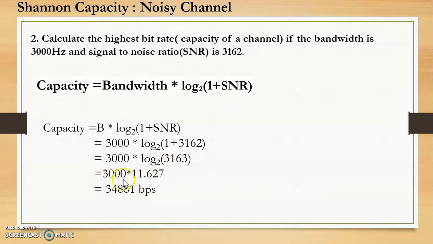So we will get 3000 into 11.627, because after solving this we will get this value, that is log of 3163 divided by log of 2 will be 11.627. So the final answer will be 34,881 bits per second. So this is the capacity of the channel.